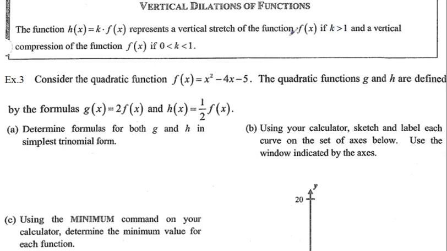as long as k is greater than 1. It's going to compress or shrink the function if k is between 0 and 1. We already talked about what happens if k is negative, and obviously if k is 0, it just wipes out the function. But we've seen this effect, right?